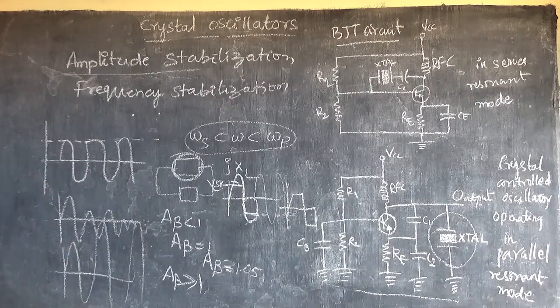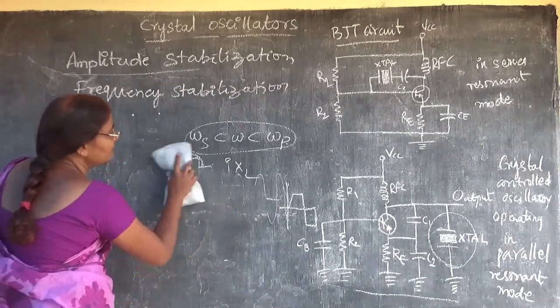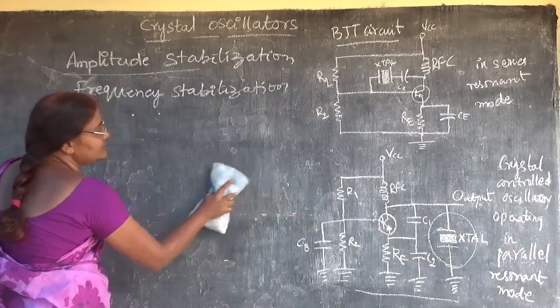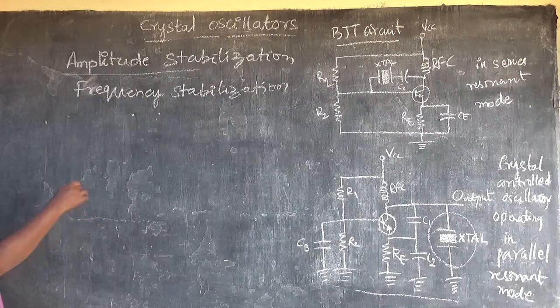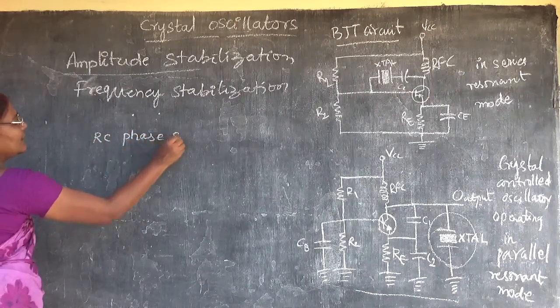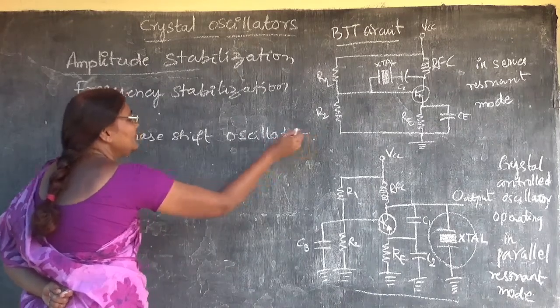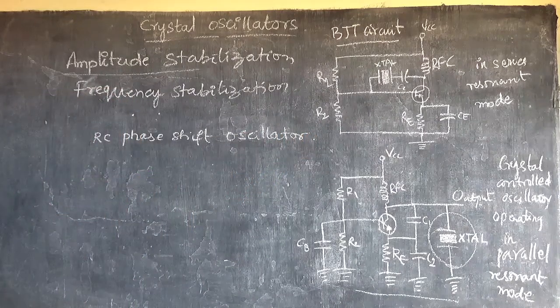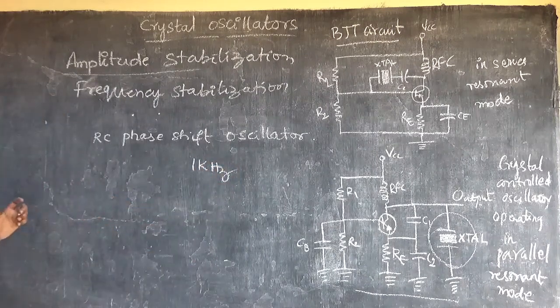This is a focused topic, because the designer must focus on this. How will we get stable frequency oscillations? Let us see what frequency stabilization means. Suppose we have designed an RC phase shift oscillator, and we will use it in our laboratory. Suppose you have designed it to produce 1 kHz.